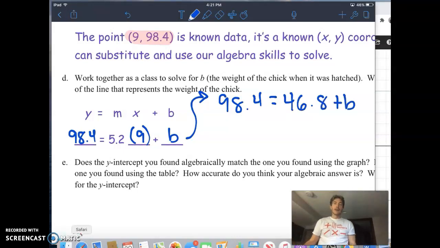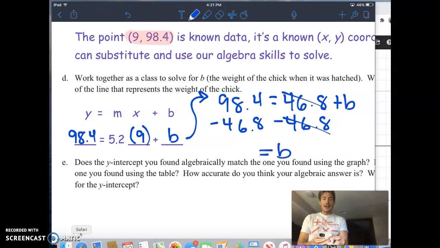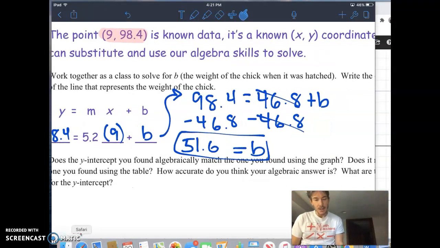All right? Now is when we have to use our algebra skills. Now we've got to solve a one-step equation by subtracting 46.8 from both sides. And again, cancel, right? I'm just going to take a second to make sure I have this correct. So 98.4, and then let's see, minus 46.8, 51.6. Now, is that reasonable, right? Is our y-intercept reasonable?